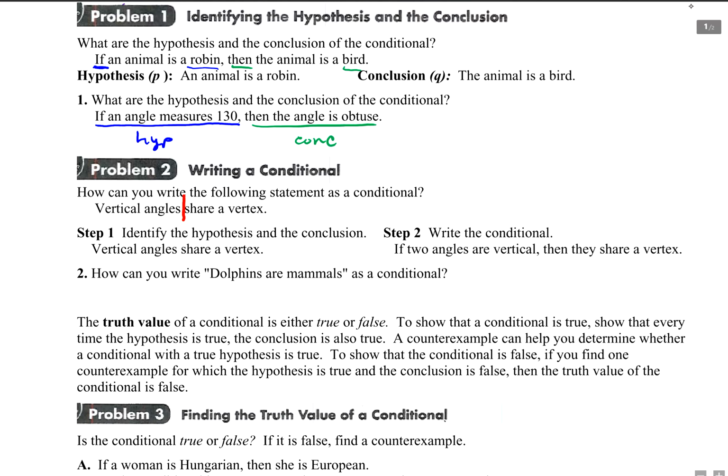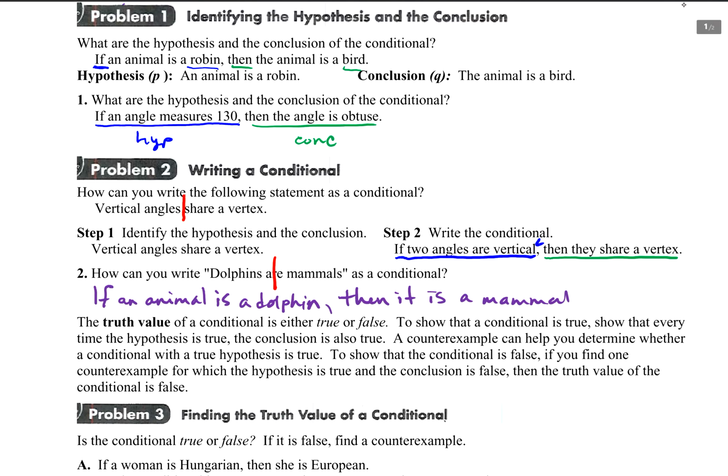So we identify our hypothesis and put it with an if statement. If two angles are vertical angles, we could put angles in there, I would, then our result, they share a vertex. All right, go ahead and pause the video and you try to do the next one.